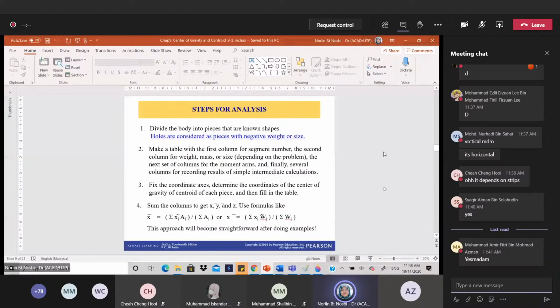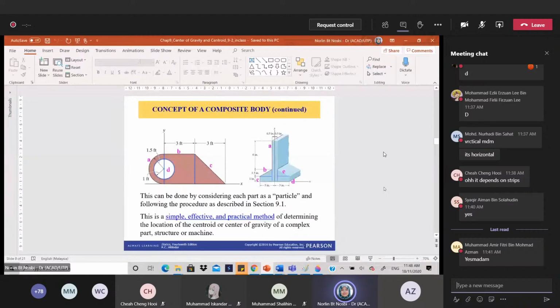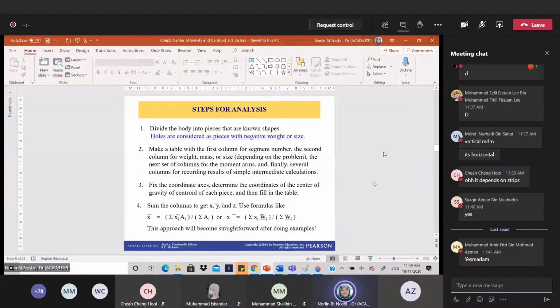For the second part, I will show you how to find the center of gravity. It is much simpler than the first part that I showed you before. You have to use the formula and do the integration, right? So this part is much simpler than the first part. I will show you, there are a few steps. There are 4 steps here.